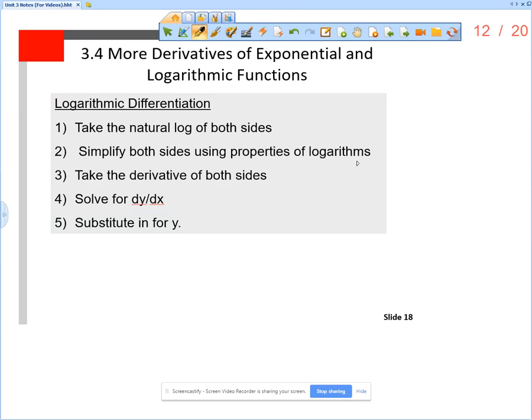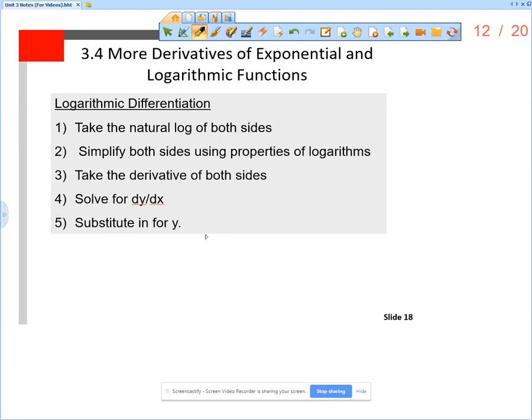This is the video for section 3.4 notes, slides 18 and 19. All right, so we are talking about finding the derivative of one more type of function. We are using what we call logarithmic differentiation for this type of function.